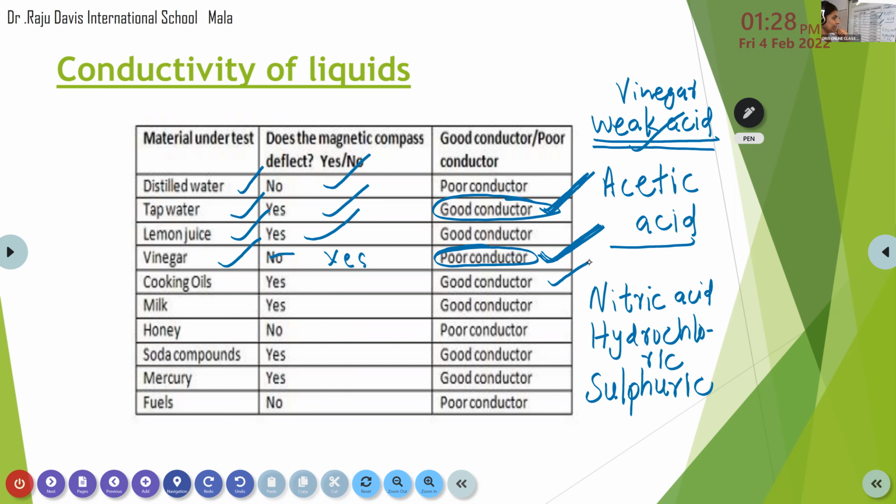Does it contain any acid? Yes, cooking oil contains some acid, that is lauric acid and oleic acid. Coconut oil contains lauric acid and these vegetable oils contain oleic acid. So these oils also contain acid, so it conducts electricity. Is it clear?